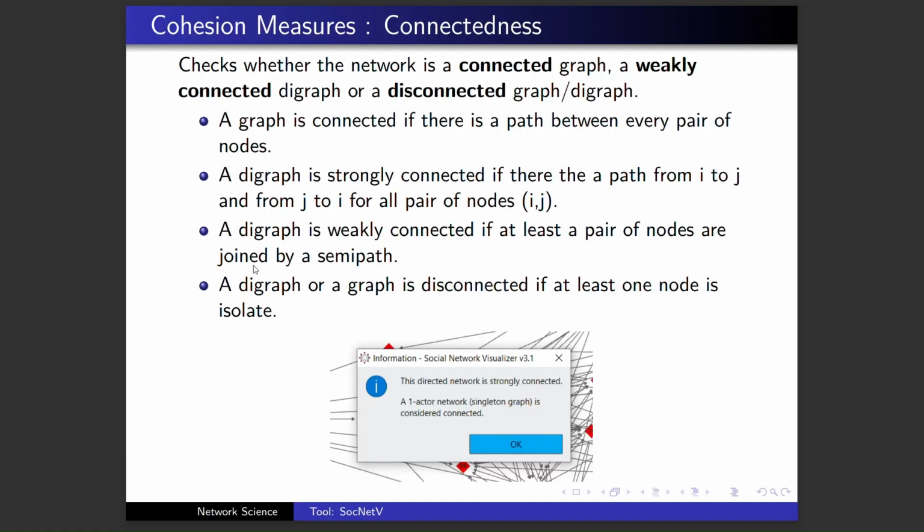Connectedness is the next cohesion measure. It just returns whether the network is connected or not. For a directed network, it also specifies whether it is strongly connected or weakly connected. Just to recap, a directed graph is strongly connected if for every pair of vertices i comma j, there exists a path from i to j as well as from j to i. Whereas it is weakly connected if at least one of those paths exists, like either i to j or j to i. Even both can exist, that's not an issue. So that is the difference between strongly and weakly connected.